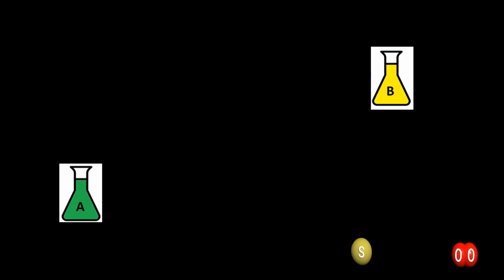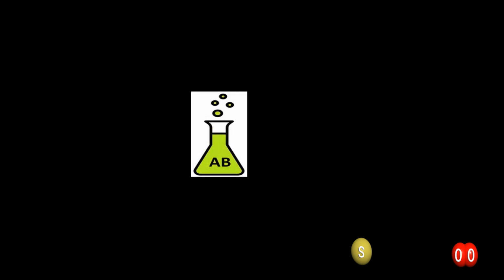Now, to check if a chemical reaction has occurred, we need to check for color changes, gas formation, or light that is produced. So for example, if I react substance A and substance B, I will form substance AB. Now, the gas that is formed here tells me that there is a chemical reaction occurring.